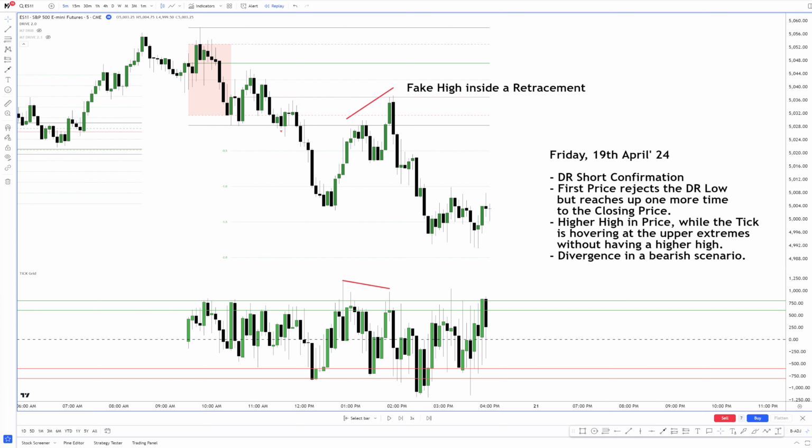Here's an example of a fake high inside a retracement. We have a DR short confirmation and price comes back to the DR low, but decides to have another push higher to the closing price of the RDR before going lower. While this happened, we were at the upper extremes in the tick but didn't see a higher high. That's a good indication of a fake high inside the retracement, since we are bearish.